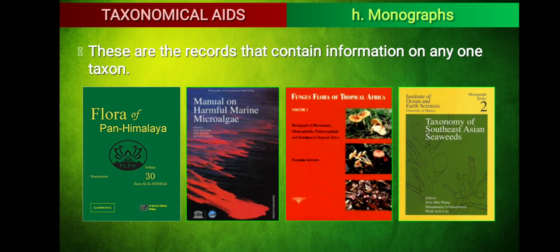For example, a flora. Single species: here microalgae they are focusing, yes, and here the fungi is focusing, right? And here the seaweeds are focused. So monographs, these are the records that contain information of any one taxon, then it is called monographs, students.